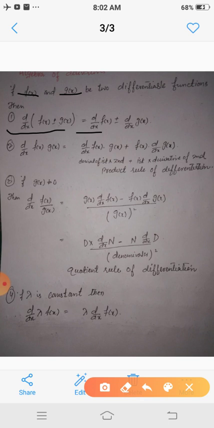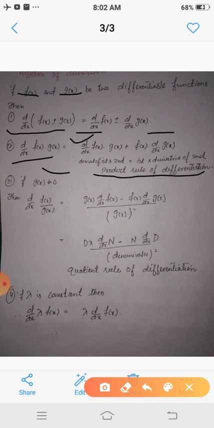Now the product of two functions is defined, f(x) into g(x), and the derivative of this f(x) into g(x) is the derivative of the first function, that is d/dx of f(x) into g(x), plus f(x), that is the first function, into the derivative of the second function, that is d/dx of g(x). This means that when we have the product of two functions f(x) and g(x), then the derivative of this product function is first function into derivative of second plus second function into derivative of first. This is called the product rule of differentiation.